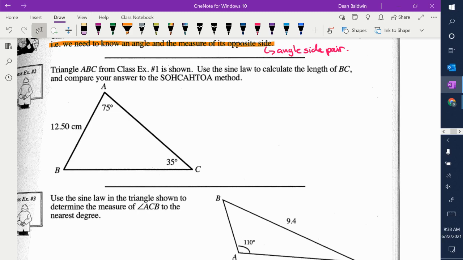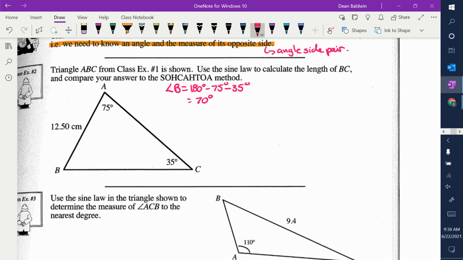All right. So we have 75 here, 35 here. What do all the angles in a triangle add up to, people? 180. So how do I find angle B? It's going to be 180 minus 75 minus 35, which is 70 degrees. And this little thing here is my angle sign. So I just mean angle B. Okay?